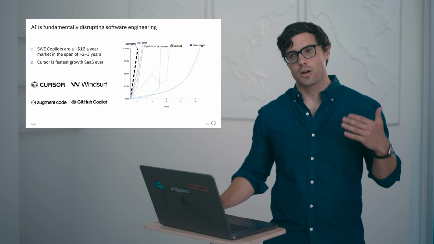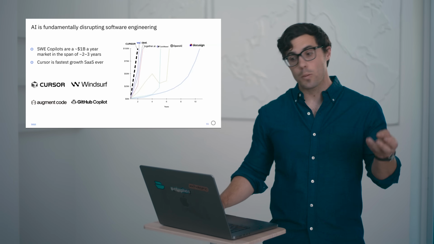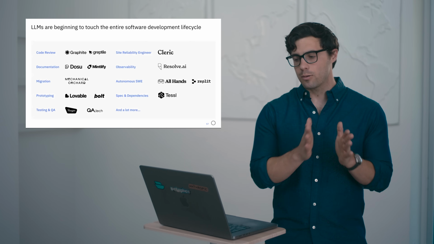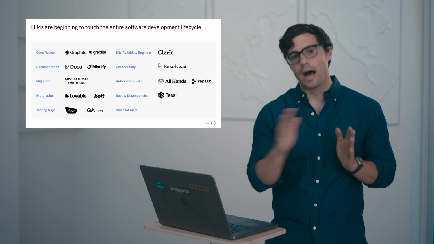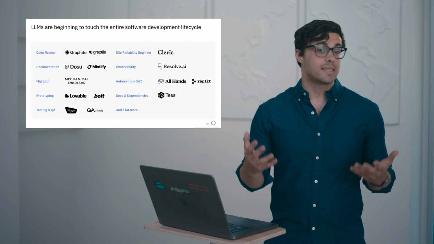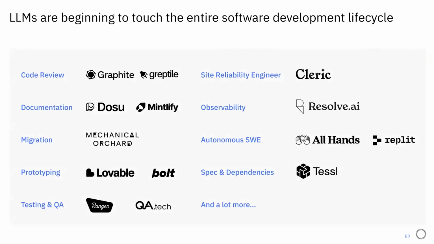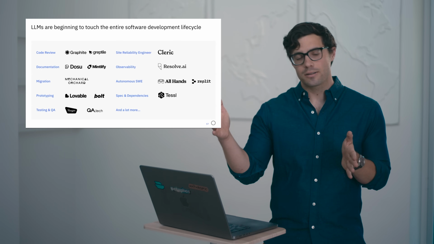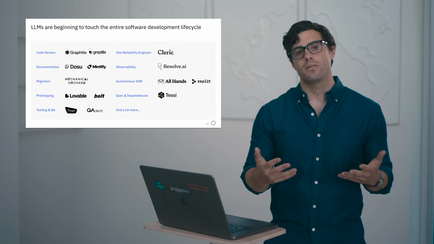And what's interesting is that we're starting to see a lot of startups that go beyond just the Copilot, right? More specifically, we're seeing LLMs start to touch the entire software development lifecycle. So we see LLM-enabled companies in areas like code review, documentation, code migration, prototyping, testing, and QA. Basically, pick any subcategory of software engineering or the software development lifecycle, and you're starting to see profoundly innovative companies using LLMs to rethink that space. We generally suspect that the entire developer tools ecosystem is going to be fundamentally rethought in a world of large language models.